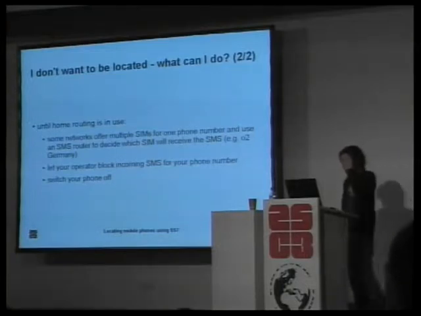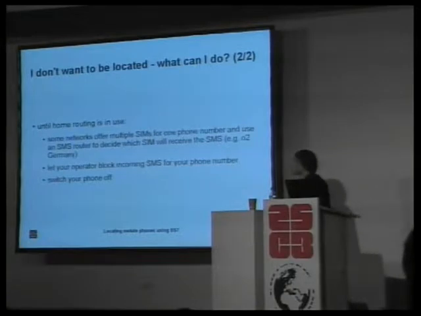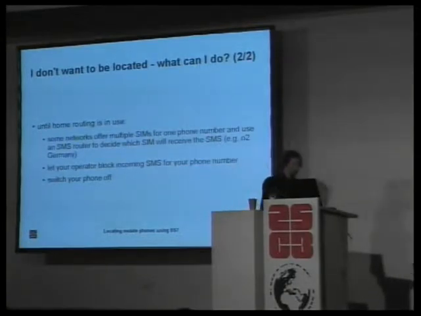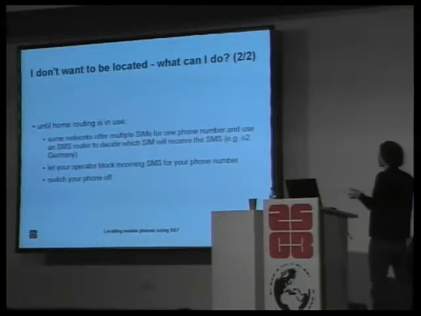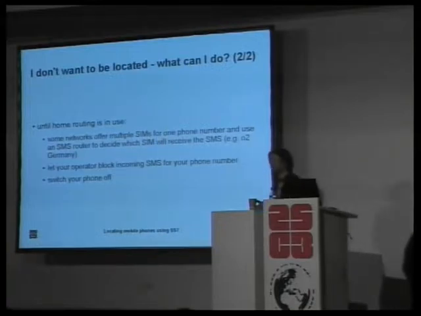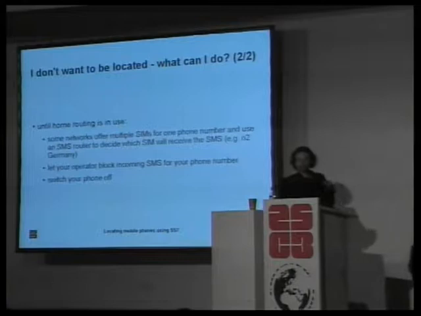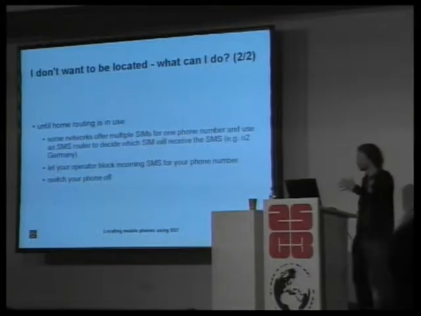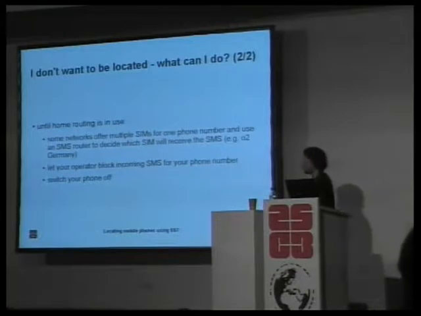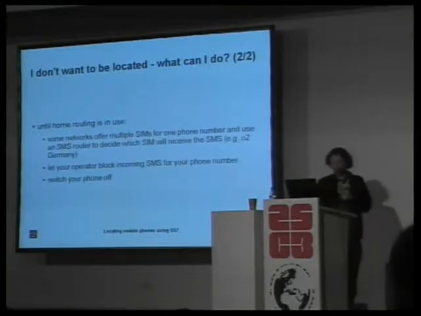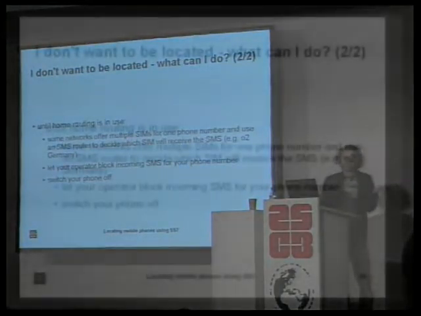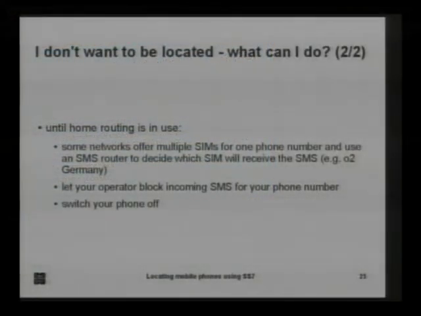As I said earlier, for example, if you're using O2 in Germany, you can call them and say you want to use multicard, and for a one-time fee of 25 euro, they will send you another SIM card, and then you will use the one MSC that's used for all multicard customers, so it won't be possible to locate you anymore with this method. The other possibility is you could let your operator block incoming SMS for your phone number. Not a very good possibility. Also, you could, of course, always switch your phone off.